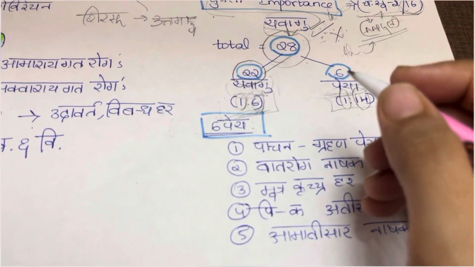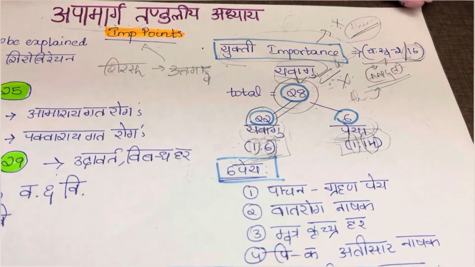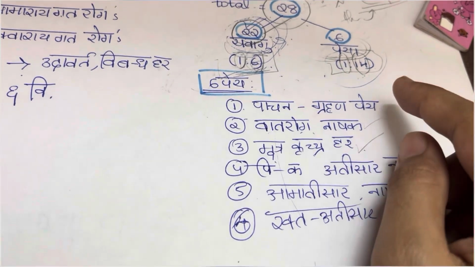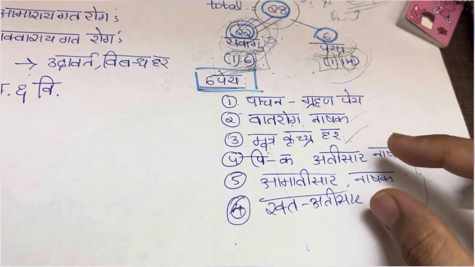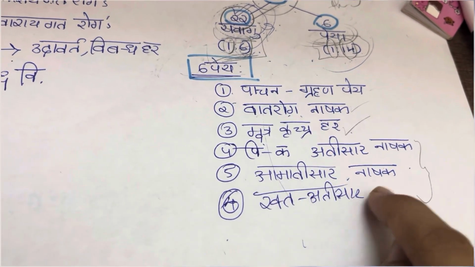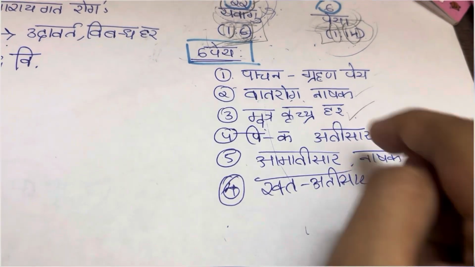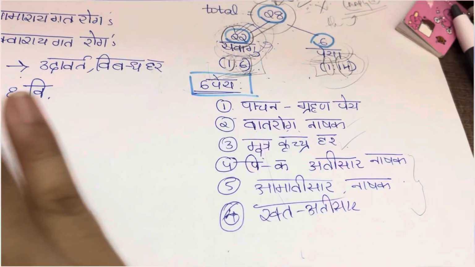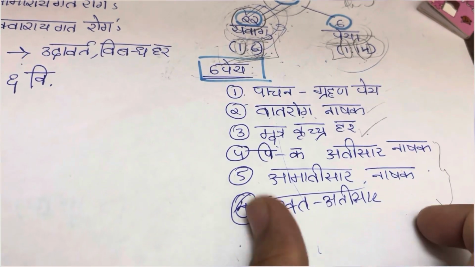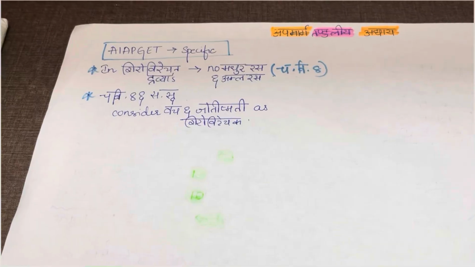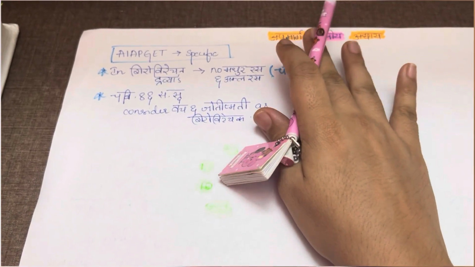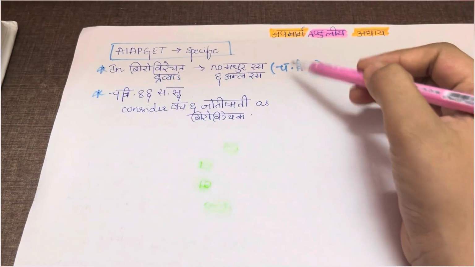Next, talking about the next 6. Talking about the Peyas, there are 6 types of Peyas. There are 3 Atisara related Peyas: Pitta Kaphaja Atisara Nashaka, Ama Atisara Nashaka, Rakta Atisara Nashaka, then Pachana Grahana Peya, Vataroga Nashaka Peya, and Mutrakrichra Hara Peya. So there are 6 types of Peyas. Make sure you learn these 6 names. These 2 points are specifically only for AIAPGET. So if you are looking forward to AIAPGET, make sure you note this down.